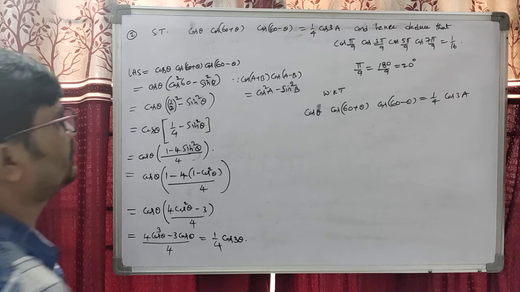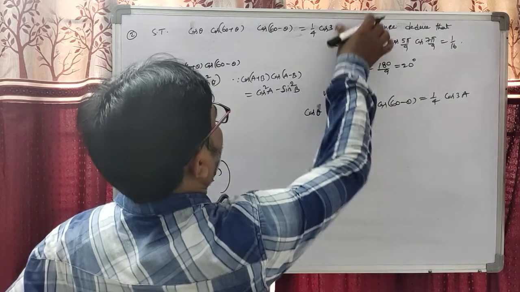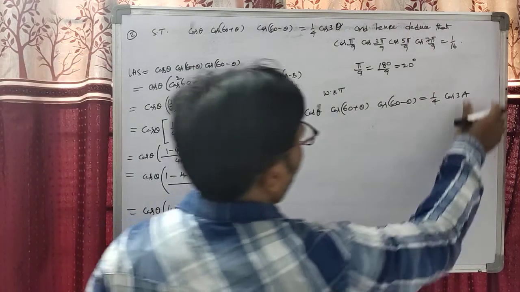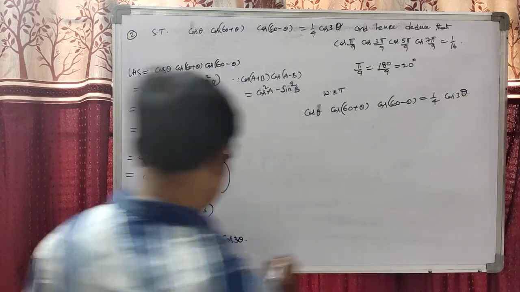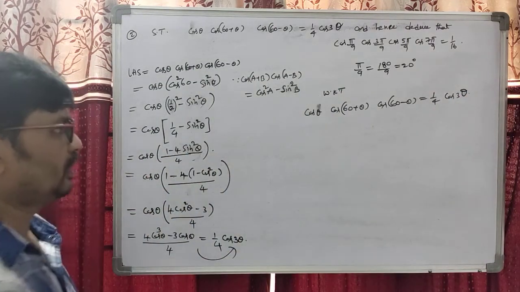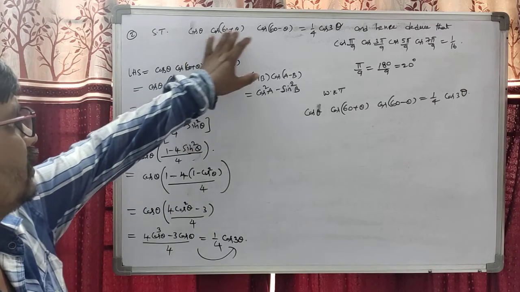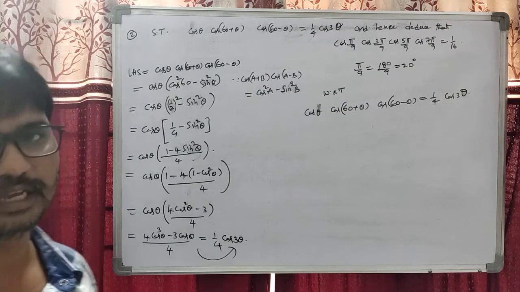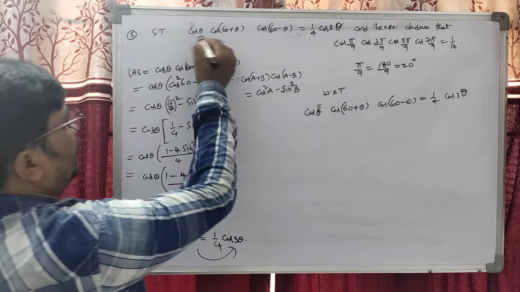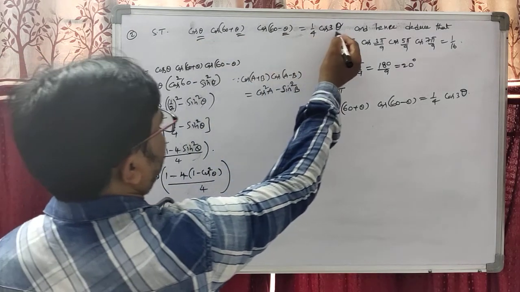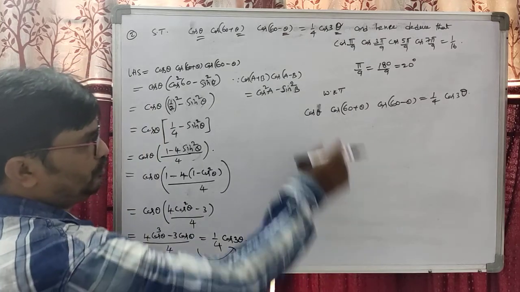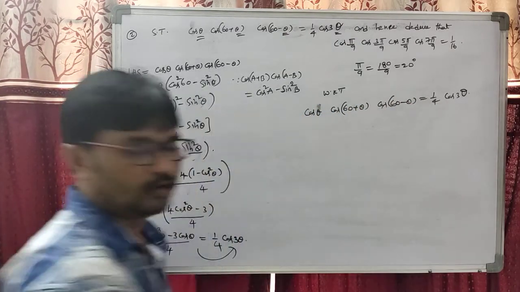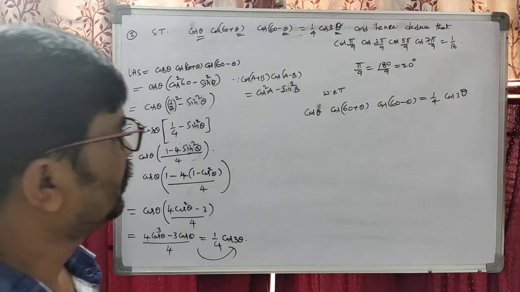Therefore dear students, we can take A as theta. Just now we completed: cos A into cos 60 plus A into cos 60 minus A is 1 by 4 cos 3A. Therefore, undoubtedly we can take A as theta. Cos theta, cos 60 plus theta, cos 60 minus theta is 1 by 4 cos 3 theta.